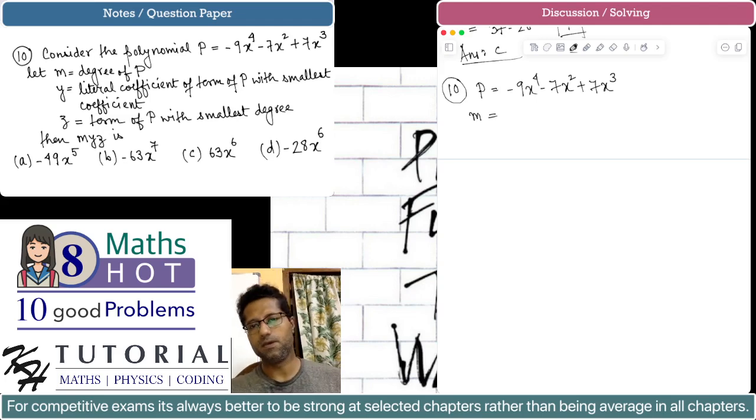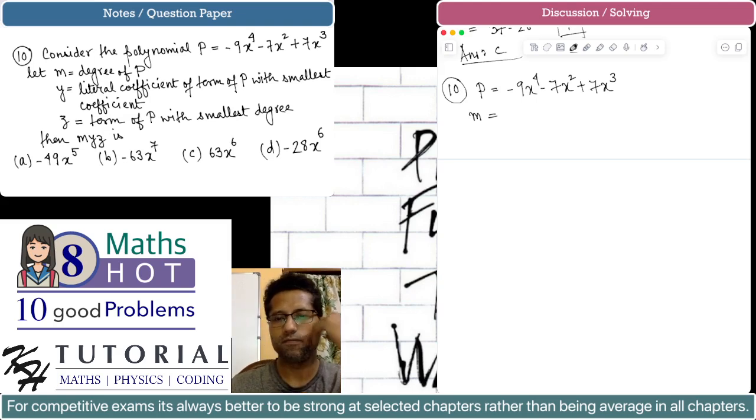The degree of p is the highest degree of all its terms. The term having the highest degree is minus 9 x to the power 4, because 4 is the highest sum of powers of variables in a term. So the degree of p will be 4, and hence we have m equals 4.